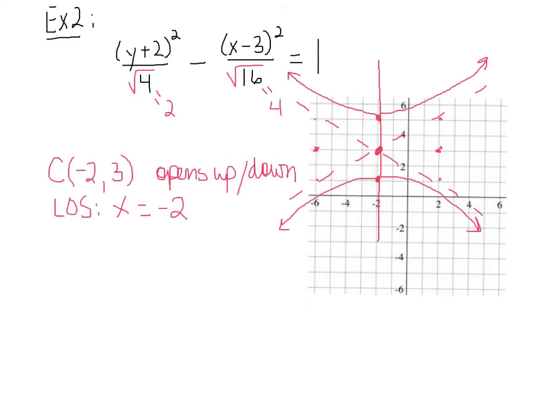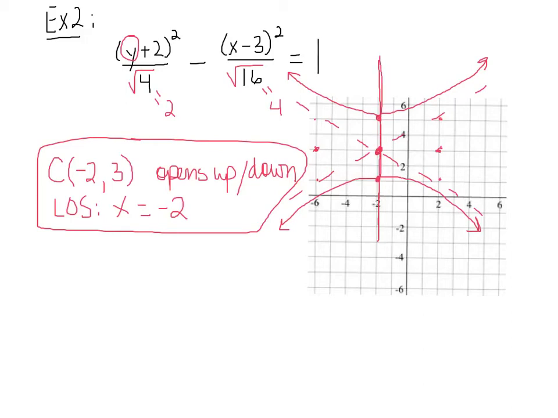Okay, so here is what you should have gotten for your graph. The center was at -2, 3, and then it's going to open up and down because the leading variable is y. The line of symmetry is at x equals -2. This time it's a vertical line that cuts the hyperbola in half. So I just remember that the equation for a vertical line is x equals -2 because it goes through the x-axis. Okay, so hopefully you got that right.